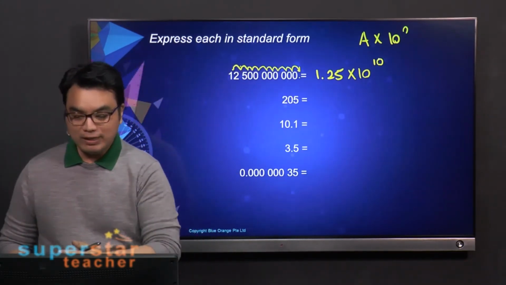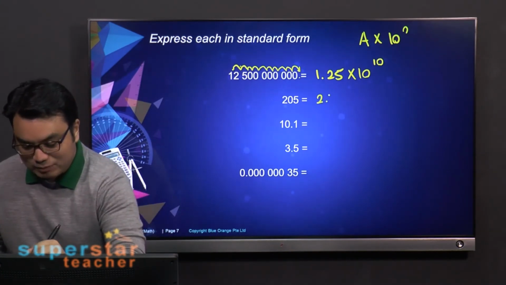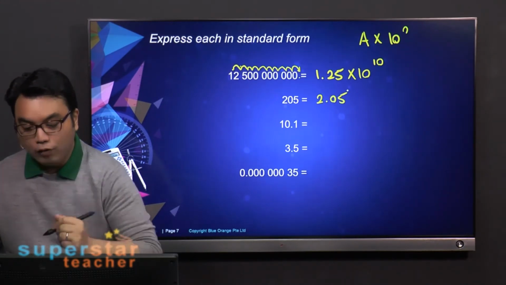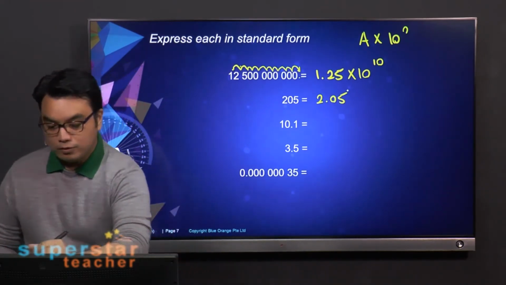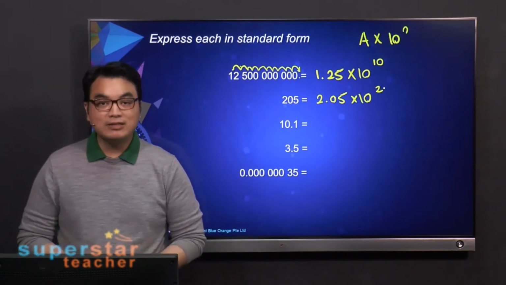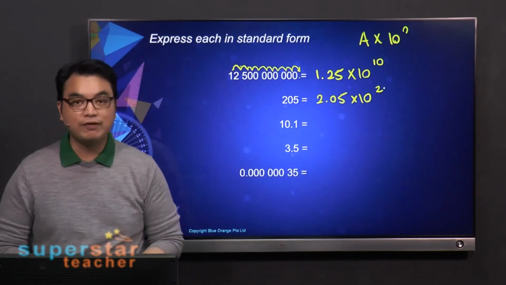Now let's say for the second one, 205. Since A must be from 1 to less than 10, it will be 2.05. So times 10 to the power of what? Quickly. Yes, it's 10 squared. So the decimal point moves right 2 times and you get 205.